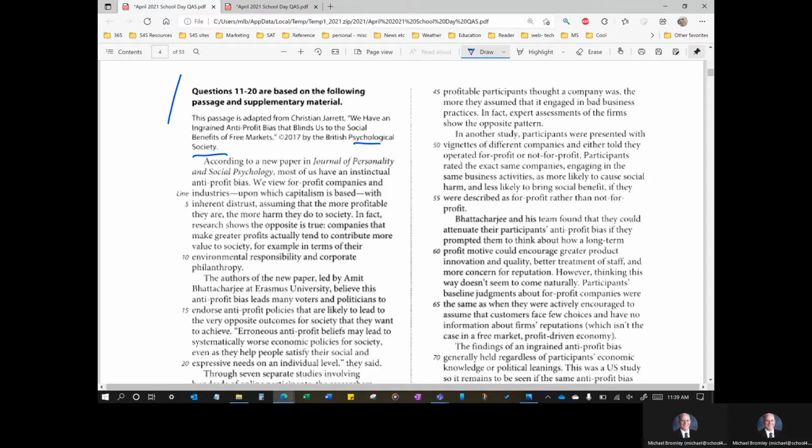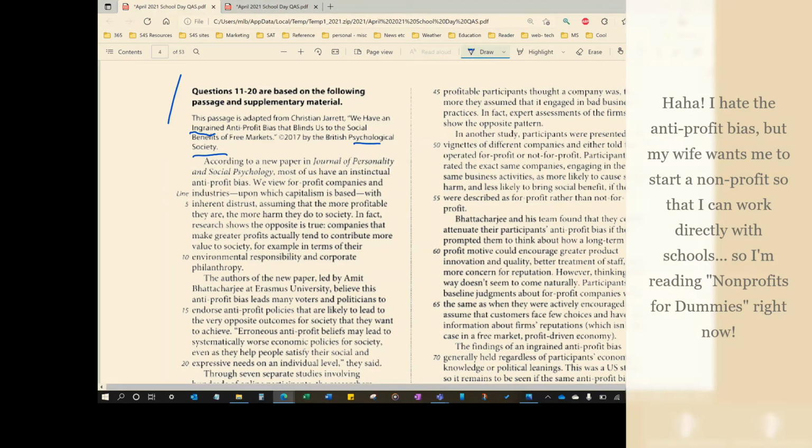But what do we get from this? It looks like the thesis here is that there's an ingrained, in other words, built into me, anti-profit bias that blinds us to social benefits of free markets. Now, I have a personal relationship with this idea because I run an academic support company for profit. And it bugs me no end that because I pay income taxes, I can't access schools that a nonprofit could access in order to offer my services. But I'm for profit because I understand the benefits of charging people money for something. It creates larger values. So that's just me.